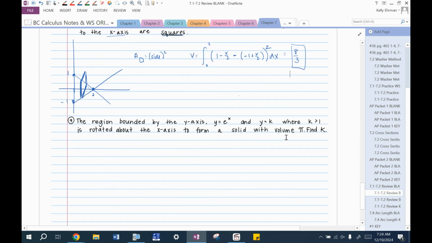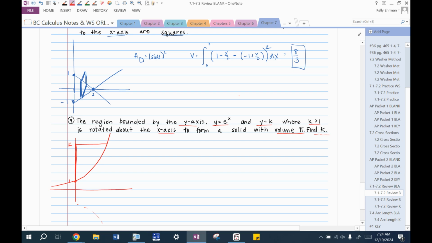The region bounded by the y-axis, y equals e to the x and y equals k, where k is bigger than 1, is rotated about the x-axis to form a solid with a volume pi. Find k. So let's see. E to the x is a graph that looks like this. That's e to the x. We're bounded between that and the y-axis, and some line y equals k. And here's 1, so y equals k is bigger than 1, so it's above that mark. We're rotating about the x-axis.